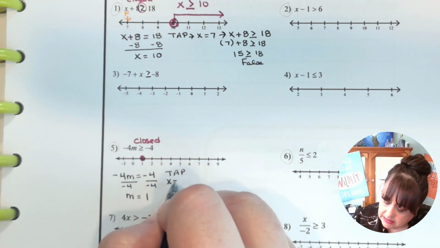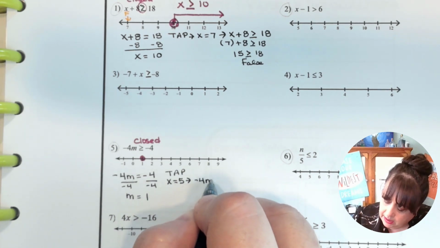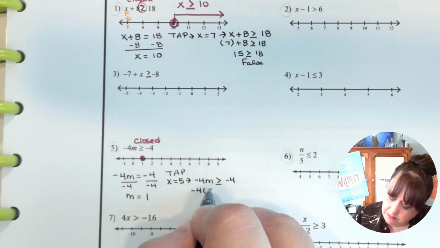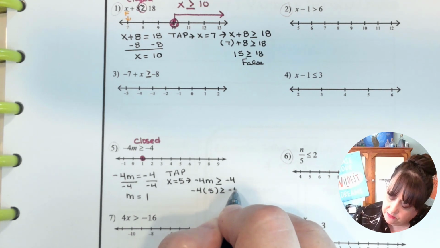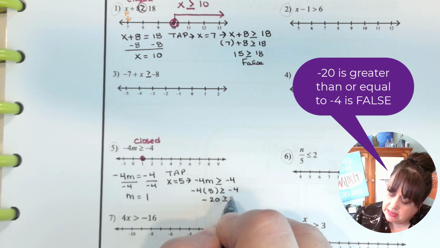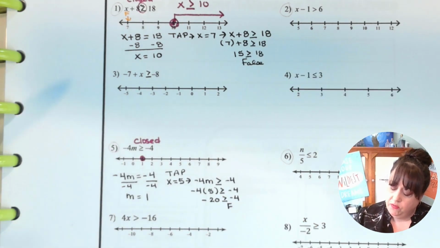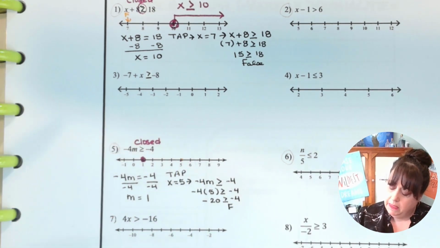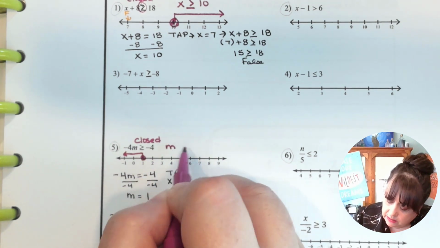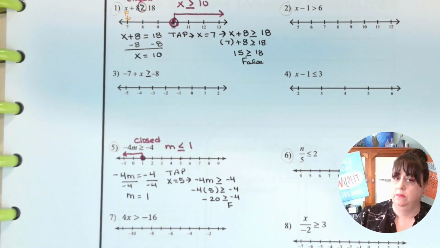So let's test x equals 5 into negative 4 times m is greater than or equal to negative 4. So that's negative 4 times 5 is greater than or equal to negative 4. Negative 4 times 5 is negative 20. Negative 20 is greater than or equal to negative 4? That is false. So we cannot go over 5. 5 is right here. So we have to go the other way. So how do the m's compare to 1? They are less than or equal to.